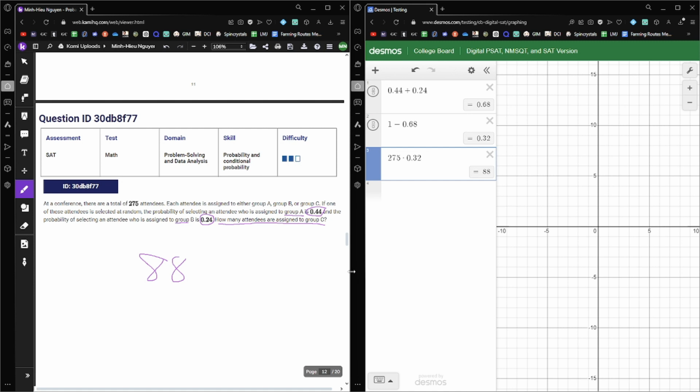Now another way you can do it is just multiply it out for each group and then subtract it from the total. What do I mean by that? 275 times 0.44, 121 people in group A. 275 times 0.24, 66 people in group B. Now I'm just going to add these two up and subtract that from 275, and we'll still get that our answer is 88 people in group C.